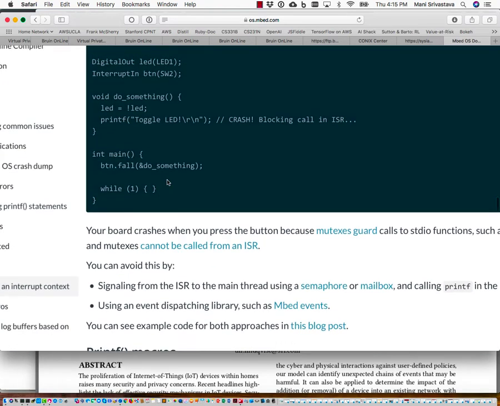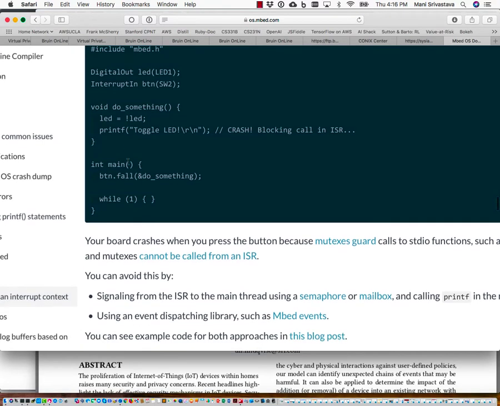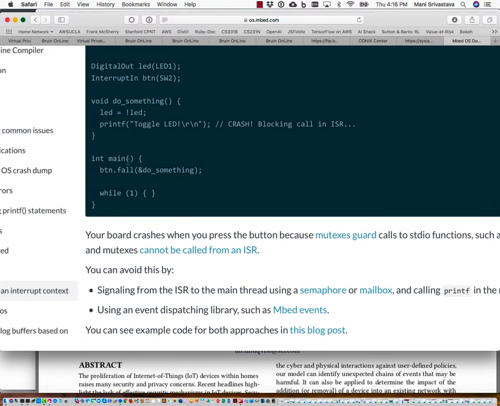So the thing is, in this particular case, they have tied a handler to the falling edge on some button, and they put a printf out here, which obviously is incorrect. All sort of weird things will happen if you do it. So now you have to figure out a way around it. If you think of ISR interrupt context as a kind of thread of its own, you want to actually do the printf in one of the mainstream threads.